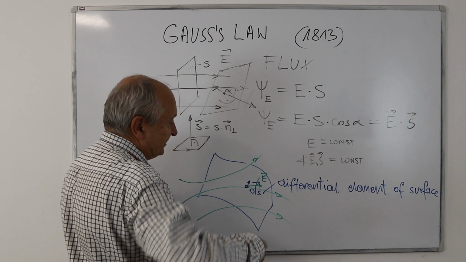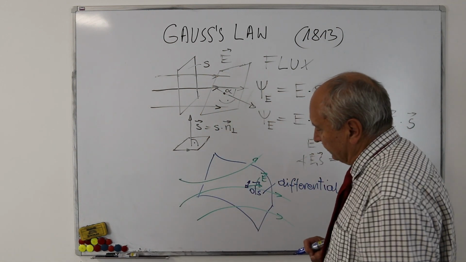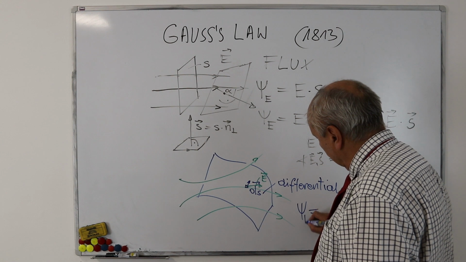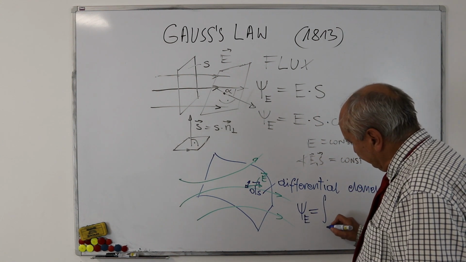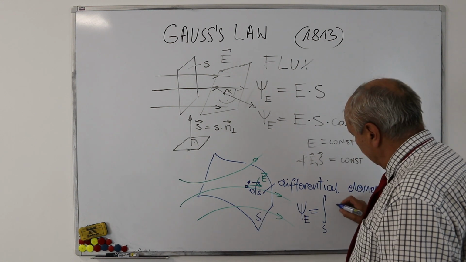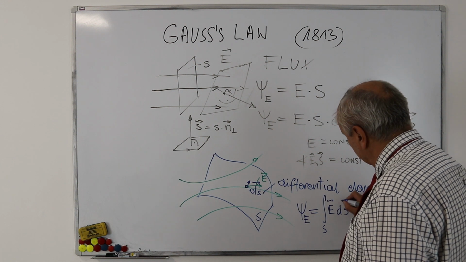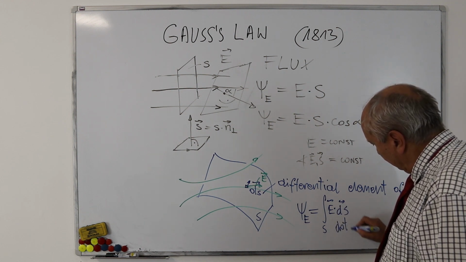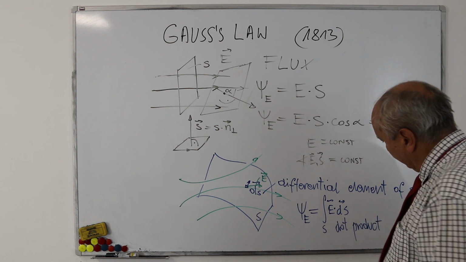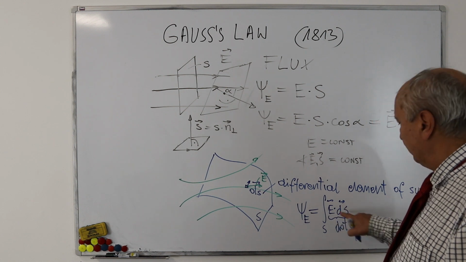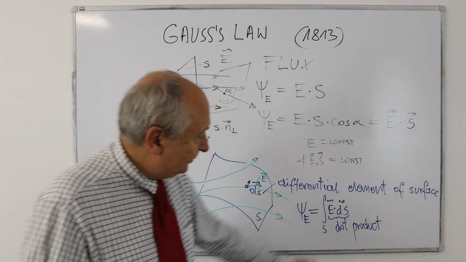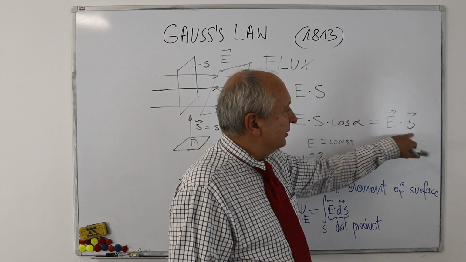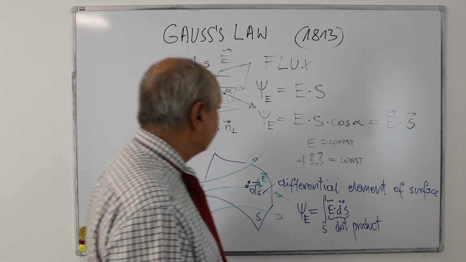And in the limit of this sum, when dS goes to an infinitely small piece, we can write flux as an integral over all surface S of E dS. And here we have the dot product of two vectors. Please remember that we have here the dot product of vector E and the vector of surface.